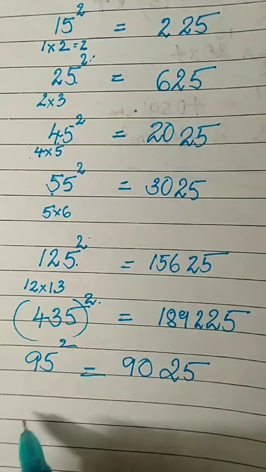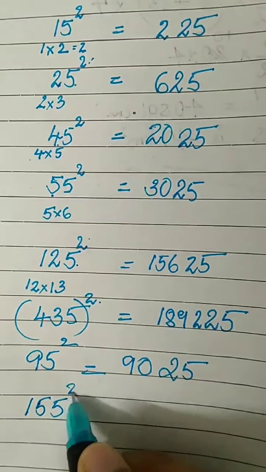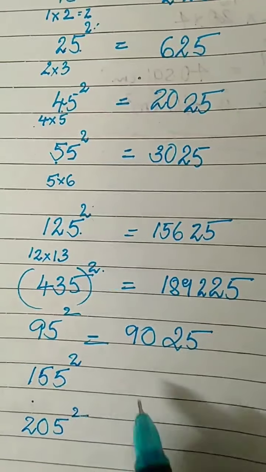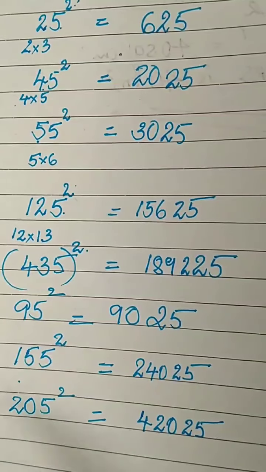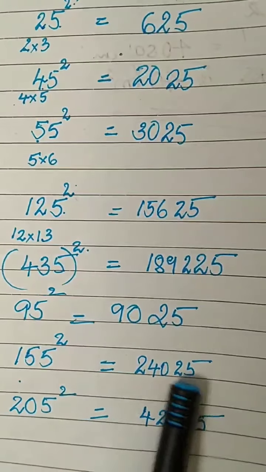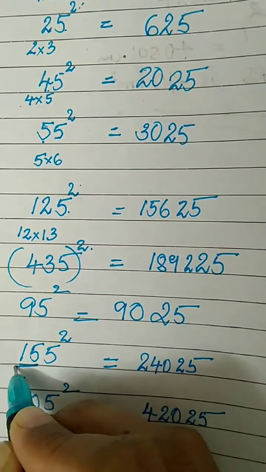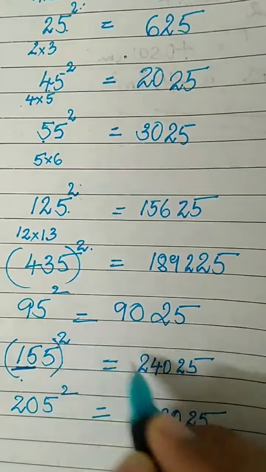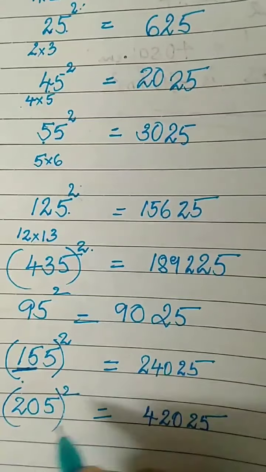Similarly, check with certain numbers. A few numbers I'll tell you. Take 155, the whole square. Similarly, take 205, the whole square. Find out the answer and then check it. So using the trick, what answer did you get for 155, the whole square? First you wrote 5 square 25. After 15, the next number is 16. So you multiplied 15 into 16, you got 240. And 155, the whole square will be 24025.